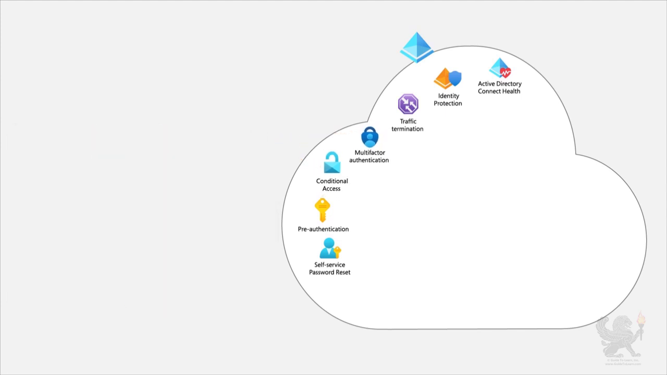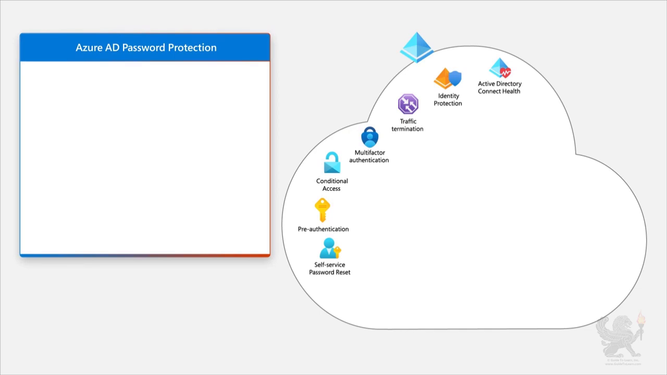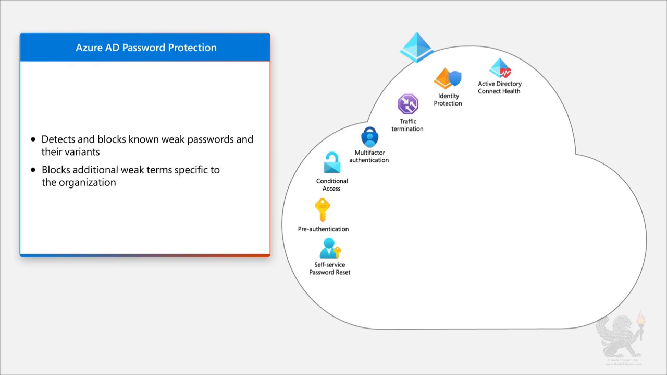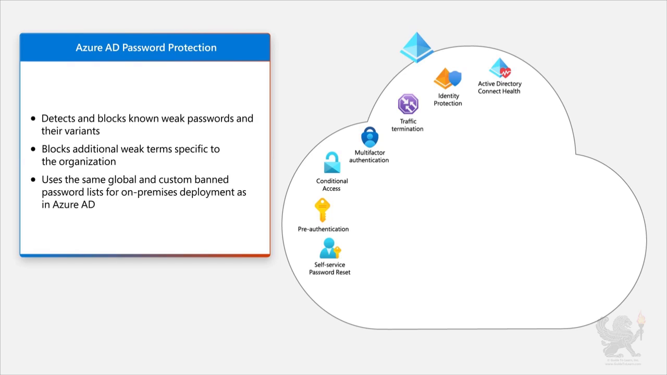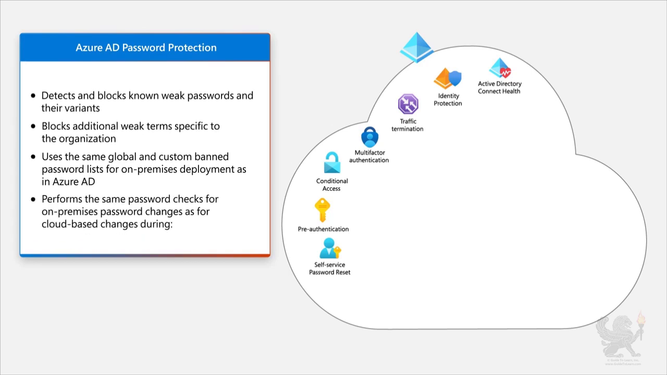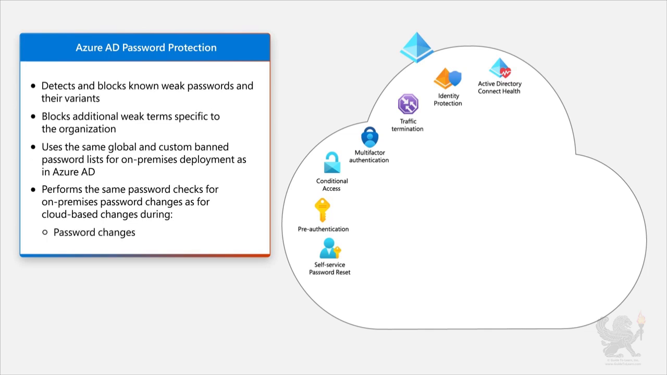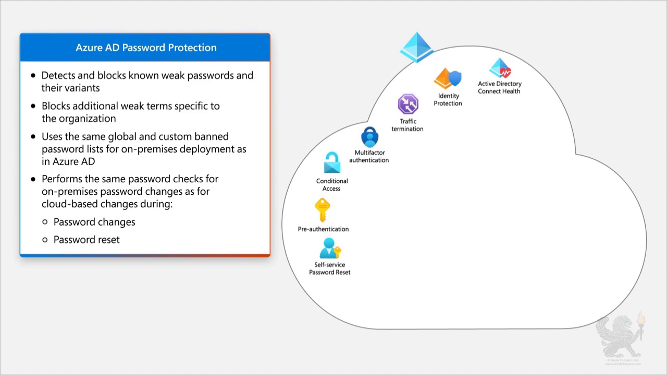In addition, Contoso implements Azure AD password protection, which detects and blocks known weak passwords and their variants, and can also block additional weak terms that are specific to your organization. On-premises deployment of Azure AD password protection uses the same global and custom banned password lists that are stored in Azure AD, and performs the same checks for on-premises password changes as Azure AD does for cloud-based changes. These checks take place during password changes and password reset events against on-premises Active Directory domain controllers.